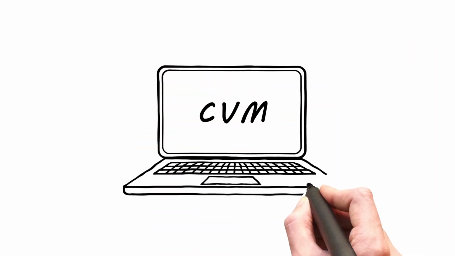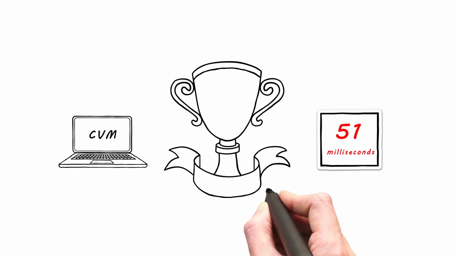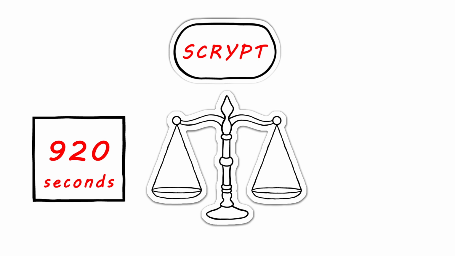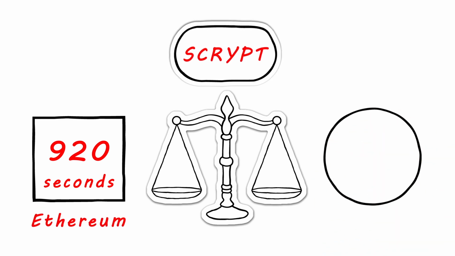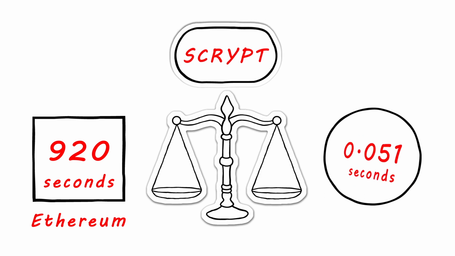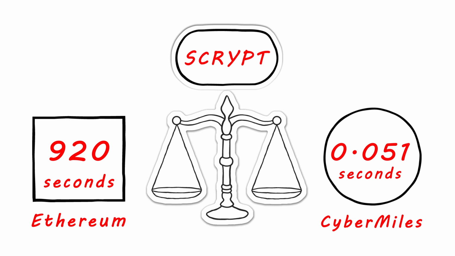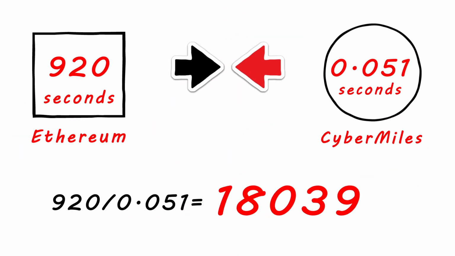It takes the CVM only 51 milliseconds to compute a Scrypt result and verify a header. That is what CyberMiles has accomplished. Let's compare. It takes 920 seconds to compute a Scrypt result on Ethereum, while only 51 milliseconds, or 0.051 seconds, on CyberMiles. As a result, CyberMiles is now close to 20,000 times faster than Ethereum.